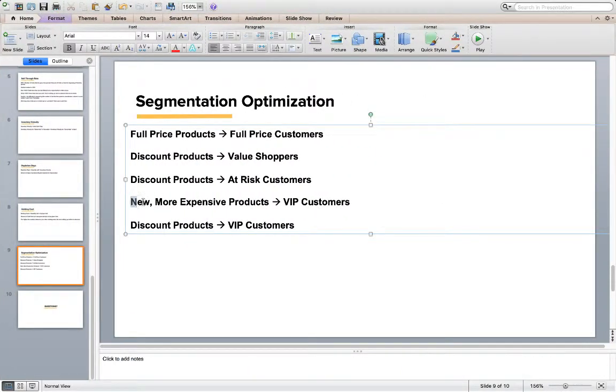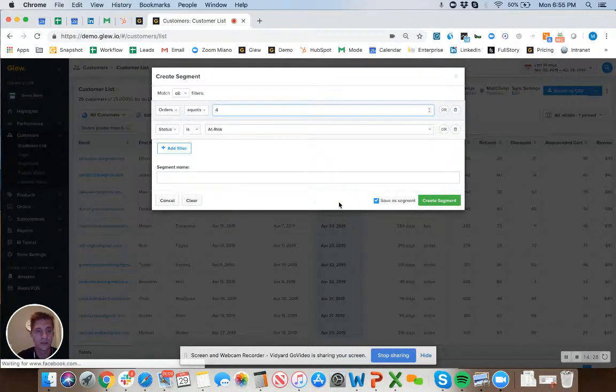Here's another one. Maybe new and more expensive products go to VIP customers. Interesting. So now what we're doing is we're not discounting, we're doing the complete opposite. Hey, Mr. VIP customer, you spent so much money with me that you qualified for this exclusive set of products, which are a limited offer, and we only have 10 of them, and I'm going to let you know that they're available so you get first dibs.